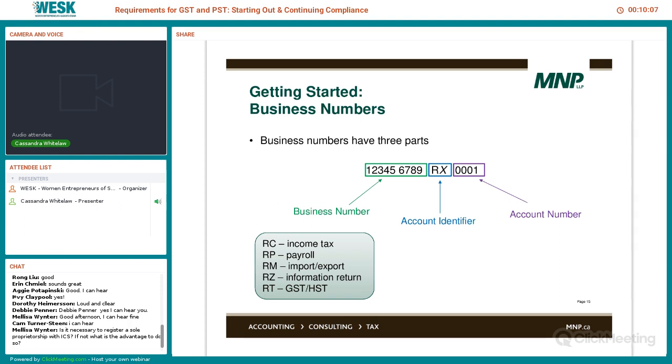So for example, with GST, if you've got 2 separate divisions and you track the GST for those separately, then you may want to have 2 separate program accounts under your RT account identifier. The other time we see this a lot is if there's been an amalgamation of corporations, in which case the business number and the RC will stay the same, but they'll be issued a new account number just to indicate to the CRA that something's changed with the business.